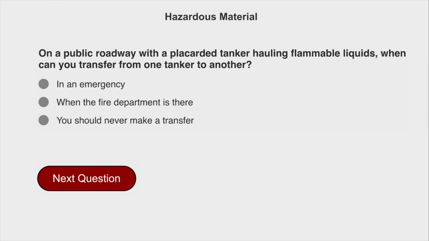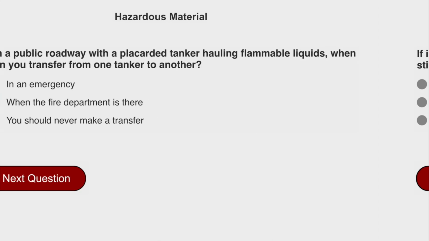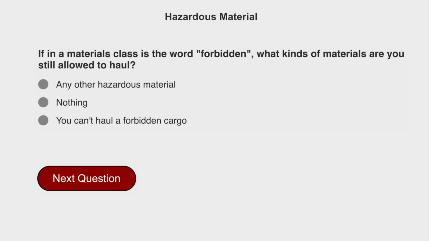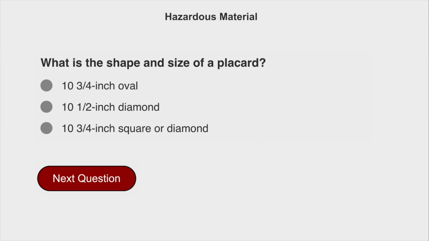On a public roadway with a placarded tanker hauling flammable liquids, when can you transfer from one tanker to another? In an emergency. If in a materials class is the word forbidden, what kinds of materials are you still allowed to haul? You can't haul a forbidden cargo. What is the shape and size of a placard? 10 and 3/4 inch square or diamond.